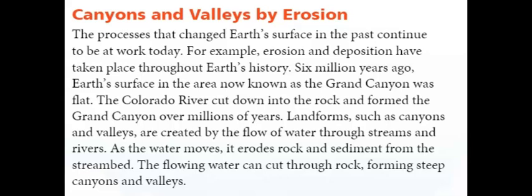Landforms, such as canyons and valleys, are created by the flow of water through streams and rivers. As the water moves, it erodes rock and sediment from the streambed. The flowing water can cut through rock, forming steep canyons and valleys.